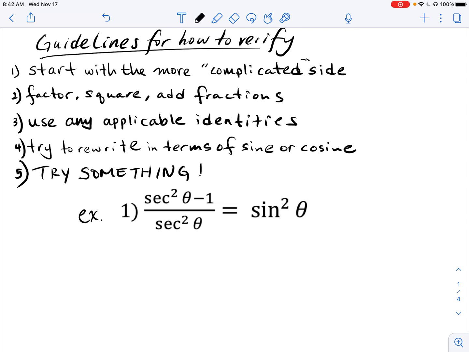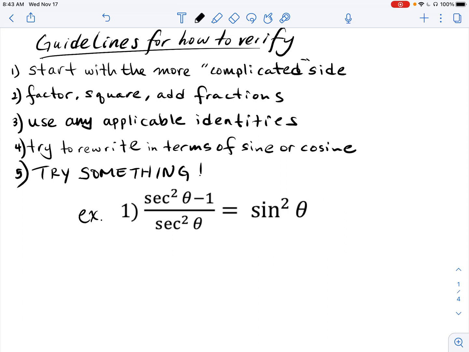So let's start by remembering what an identity is. An identity, again, is an equation that is always true regardless of what value you may plug in for the variable. And what we're going to do in this lesson is focus on trying to verify trigonometric identities. And there is a process for doing this.